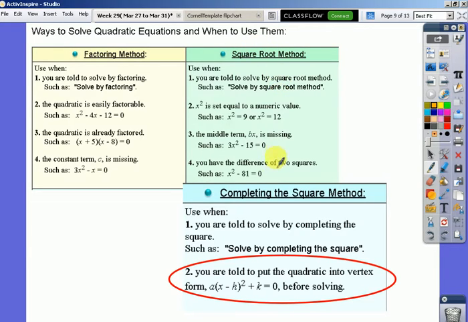Now, why is completing the square important? That's another way to solve quadratic equations. And you can use this completing the square to solve a quadratic equation if you're very comfortable with it, instead of these other two methods. But mainly, we use it when we're graphing, when we're told to put something into vertex form.